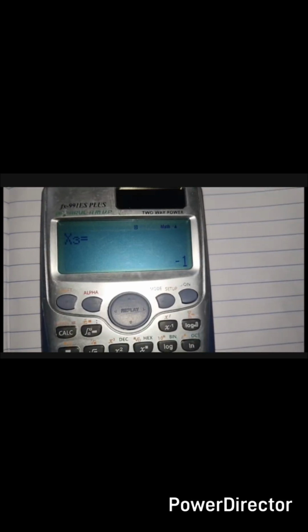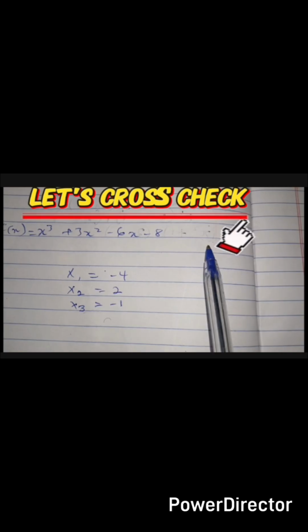We have x1 to be -4. Another, if you press on the equal to again, you get a second factor. x2 to be 2. Another equal to again, you get a third factor. Now x3 is -1. This means that if we are to put -4 in the equation, it is going to give us 0. If we are to put 2 into the equation, we are getting 0. Then if we are to put -1 into the equation, that one is also giving us 0.